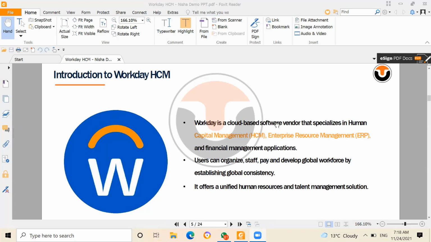Workday is a cloud-based software, and it is specialized in HCM and ERP. Actually, this is not only for HCM. This is under ERP. HCM is there, finance is there, and logistics is also there. There are some areas where Workday is working, and as it is written over there, users can organize, staff, pay, and develop a global workforce by establishing global consistency.